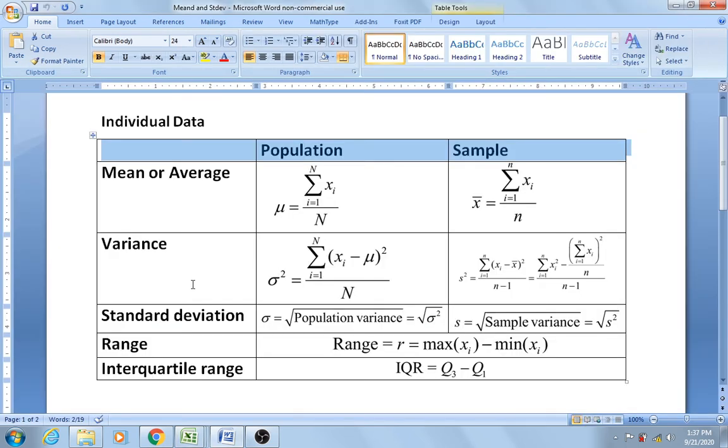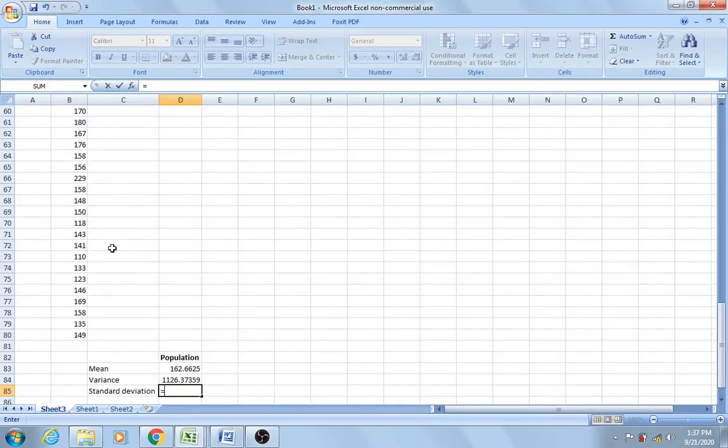By definition, the standard deviation is just the square root of the variance. Remember, the variance of the population is sigma square, so the standard deviation of the population is sigma. So sigma is the square root of the variance. One thing that I can do is take the square root of the variance. Square root means to the power of 0.5. So that's the standard deviation of the population.